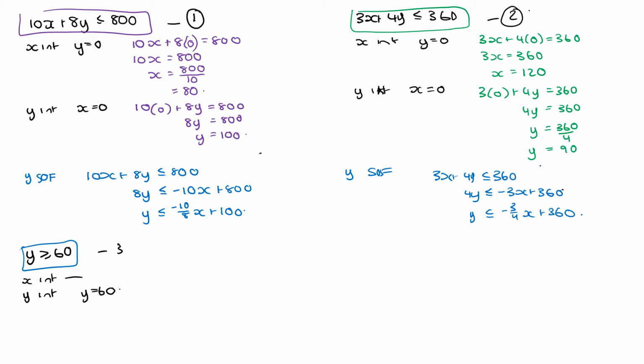And now, don't forget that you have constraints 4 and 5. 4 is where x is greater than or equal to 0, and 5 is where y is greater than or equal to 0. So now we have all the constraints, all the information about the x-intercepts, the y-intercepts, and whether it is above or below the line. So we can now go and draw the graph.